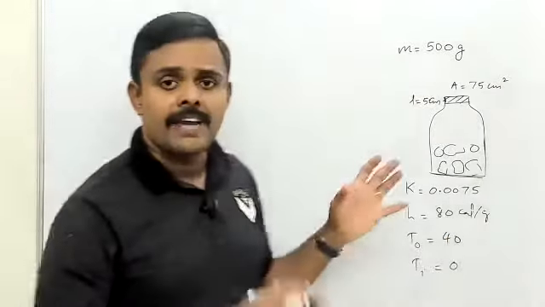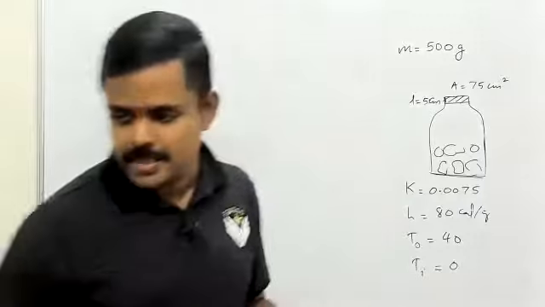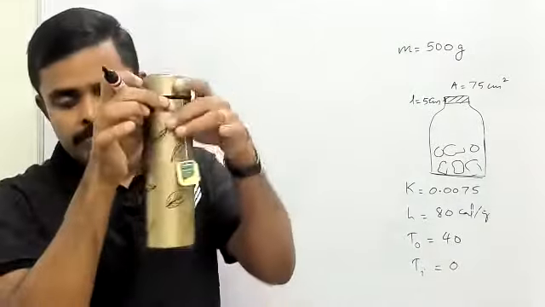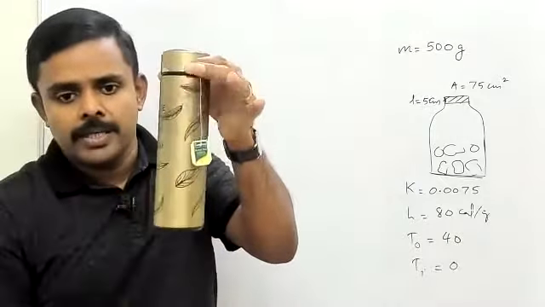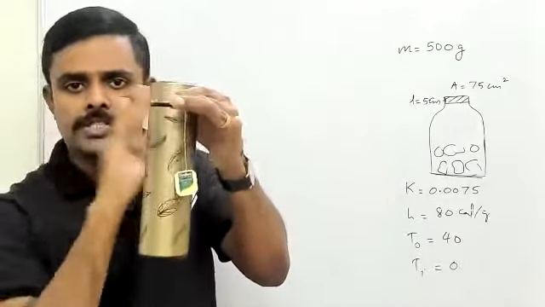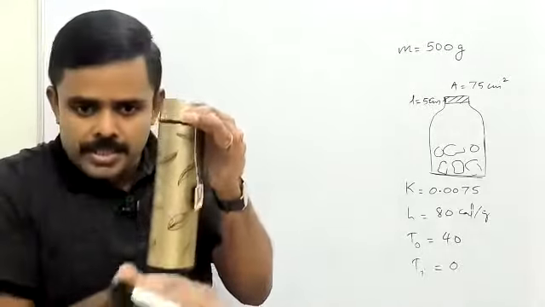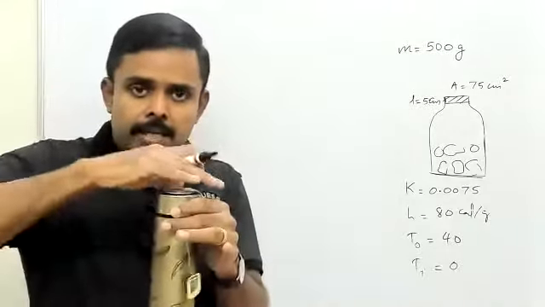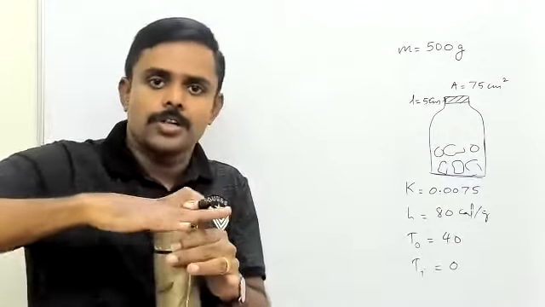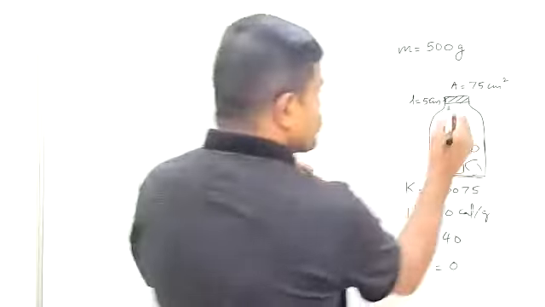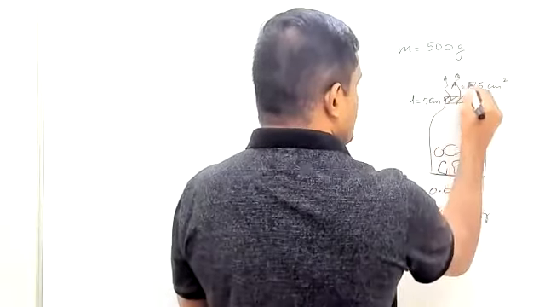Okay. So we have a thermoflask here. I have a thermoflask here. Heat cannot come out of the bottom. Heat cannot flow through the side walls either, because this is a heat insulator. Heat flow is possible only through the top cork. So this is the only area through which heat can escape.